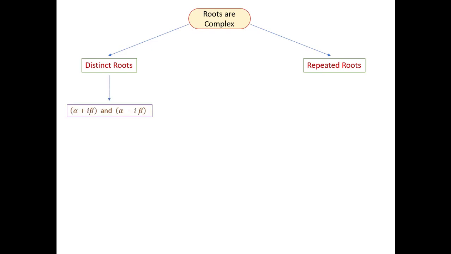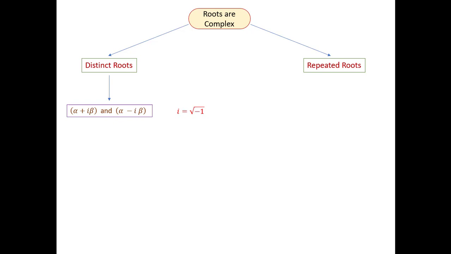Now, there are two possible conditions. First, when roots are distinct, and second, when we have repeated roots. First we will discuss when we have distinct complex roots. Let the two complex roots of auxiliary equation be alpha plus i beta and alpha minus i beta, where i is square root of minus 1.